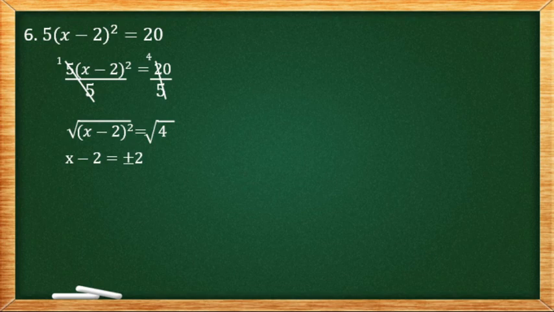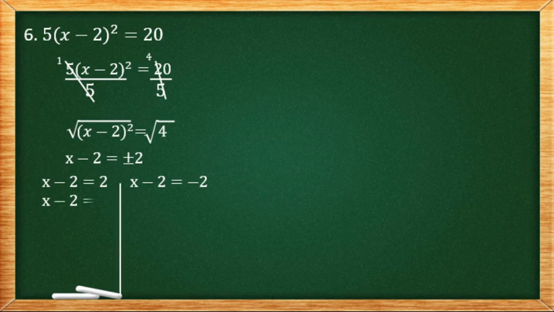Since lagi naman dalawang possible answers yan kasi nga quadratic to. So, paghiwalayin natin. Meron tayong x minus 2 is equal to 2. Yung 2 na yan, galing yan sa positive or negative 2. And next is x minus 2 is equal to negative 2. Pinaghiwalay lang natin to get the two possible answers.